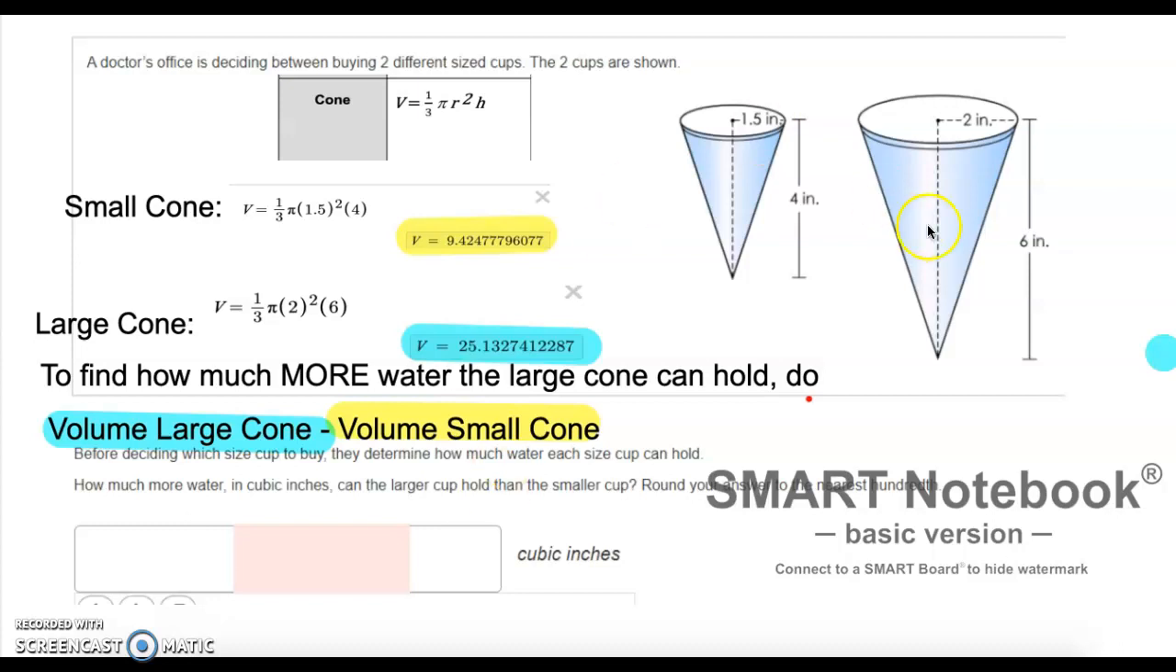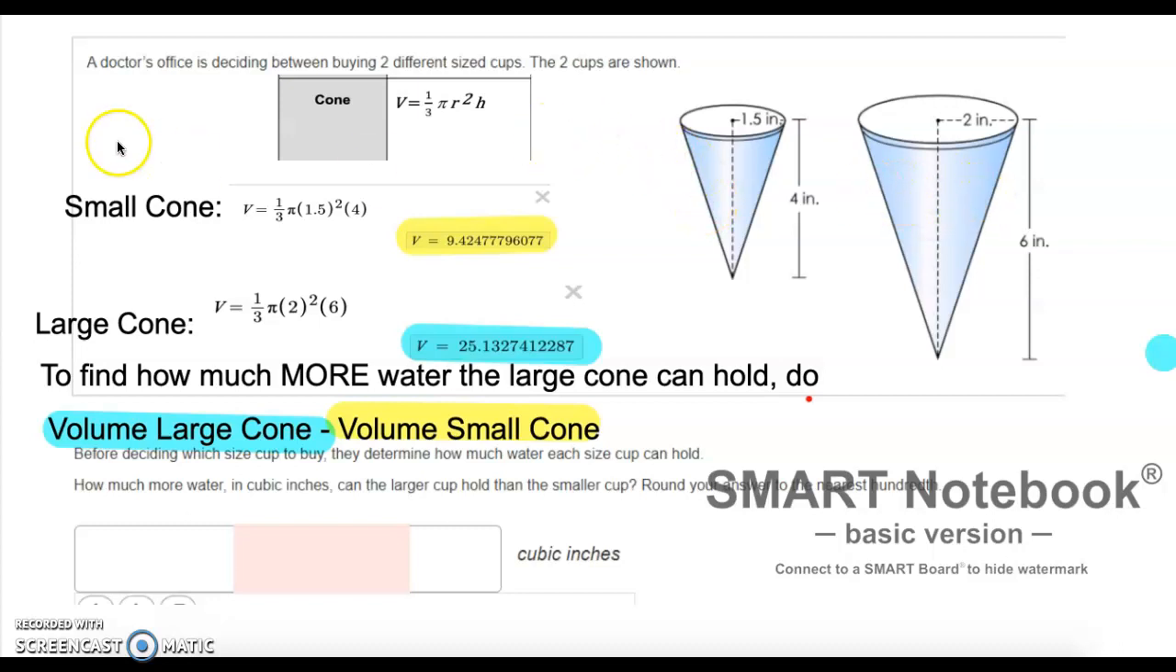So here, we already said that the cups are being modeled using cones. To determine how much water the cones can hold, we're talking about the volume of the cone. So, from your state test reference sheet, you need to look for your volume formulas and find the volume of a cone. And we know the formula for volume of a cone is volume is equal to 1/3 times pi times the radius squared times the height. So what we need to do first in this problem is calculate the volume of each of our cones.